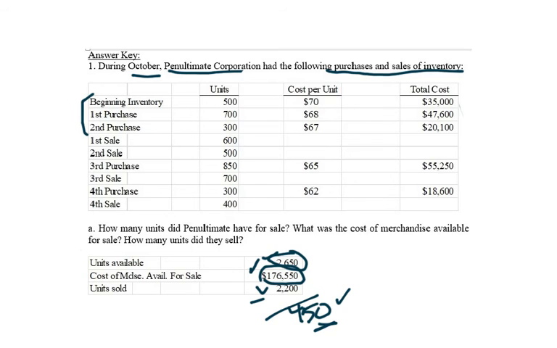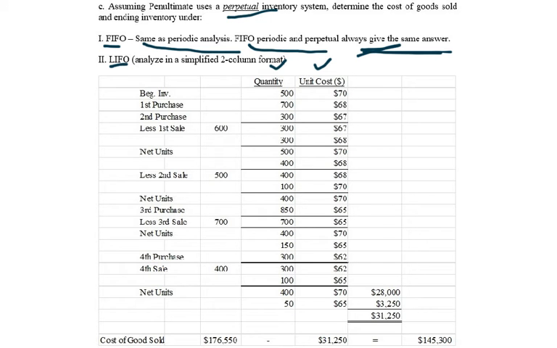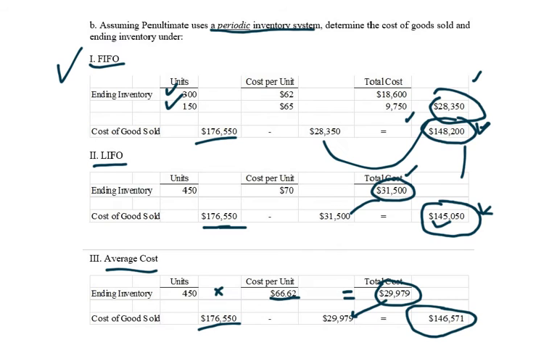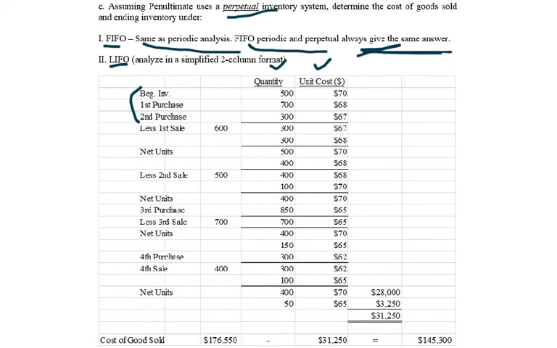In other words, we started out with beginning inventory of 500 at $70, 700 units at $68 were acquired, another 300 at $67. Acquisitions are not a complicating factor. Sales are a complicating factor. So the next thing that happened chronologically was that first sale of 600 units. Now that's where you have to apply the cost flow assumption. In other words, where did those 600 units sold come from? So here, we sold 600 units. Where did they come from?